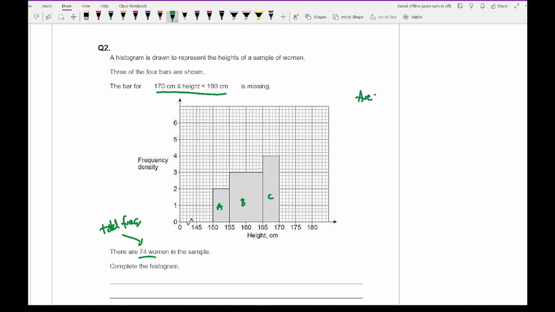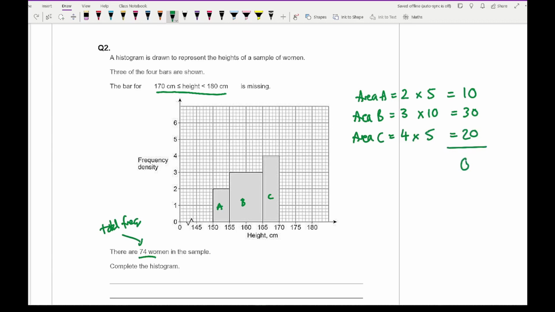So looking at the area of A, the height of that bar is 2, and the width of that bar is 5. So it's 2 times 5, which is 10. The area of B: the height is 3, and the class width is 10. So it's 3 times 10, which is 30. And area C has got a height of 4 and a class width of 5. So that's going to be 20. If I add all of those up, I get 60. So that means that area D equals 74 take away 60, which is 14.